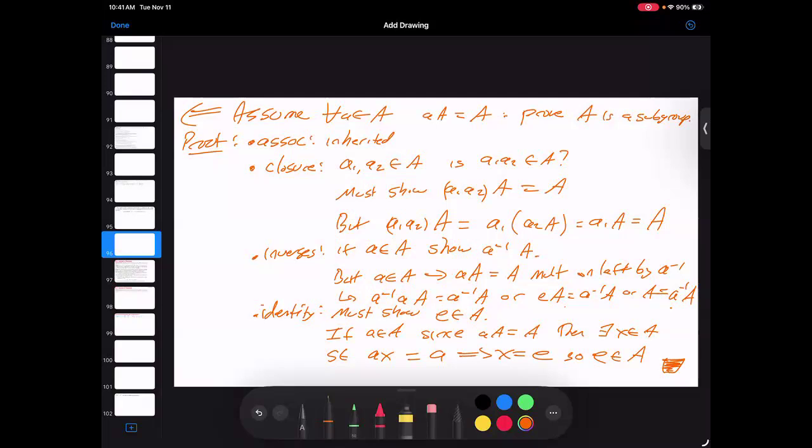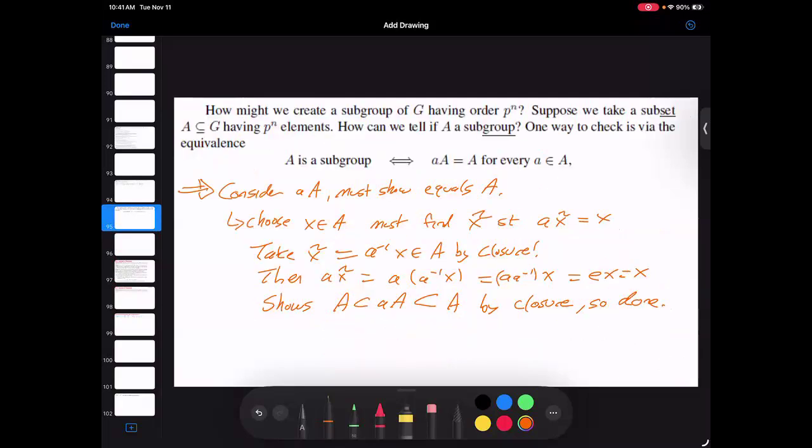So this proves that these two conditions are equivalent. If I want to show something is a subgroup, I can either go through and check all the conditions. Is it closed? Does it have inverses? Is it associative? Is there an identity? Or I can just show that for any little a in big A, little a big A equals big A. It's a matter of which one you want to do.